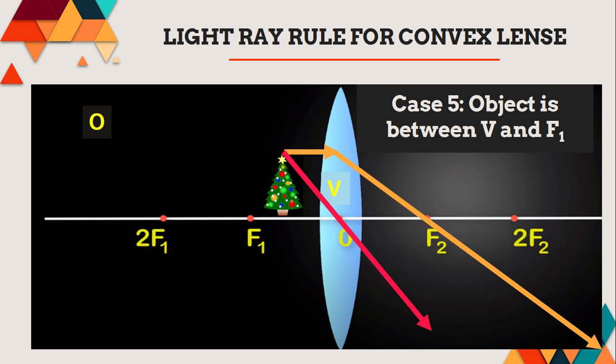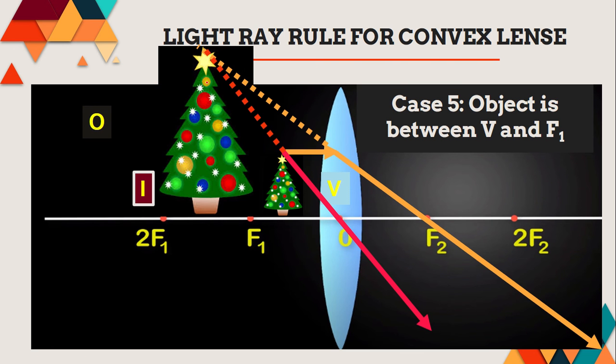Now, let us extend. May mabubuo bang image? Extend natin. Extend. Yan, may image ba? Meron bang intersection? Yes, sir. May intersection. Okay? Therefore, the image ay nandito. So, may nabuong image. So, anong kanyang orientation? Anong kanyang lost? Anong kanyang properties?